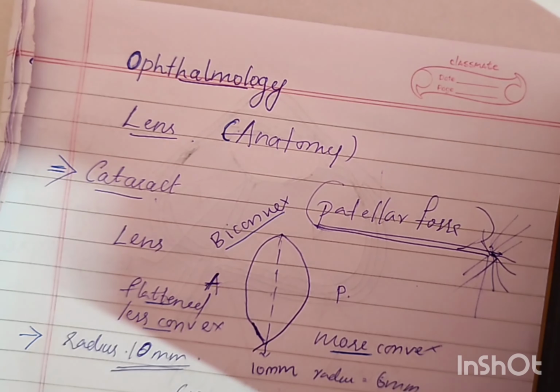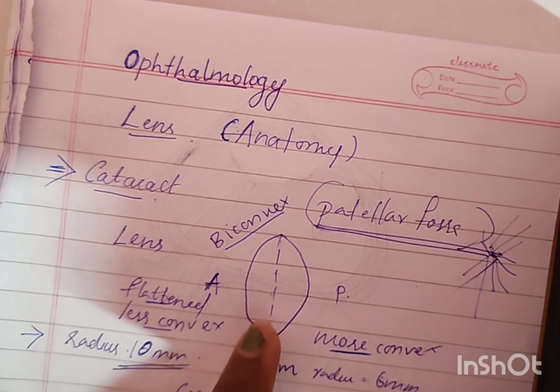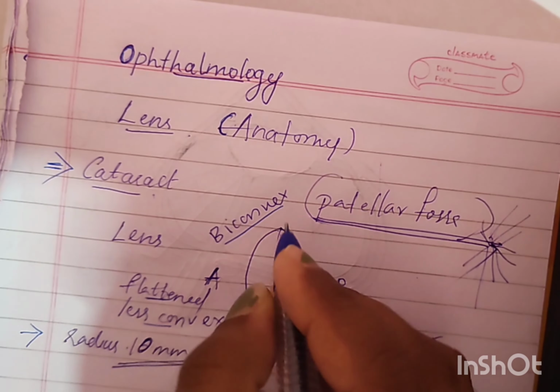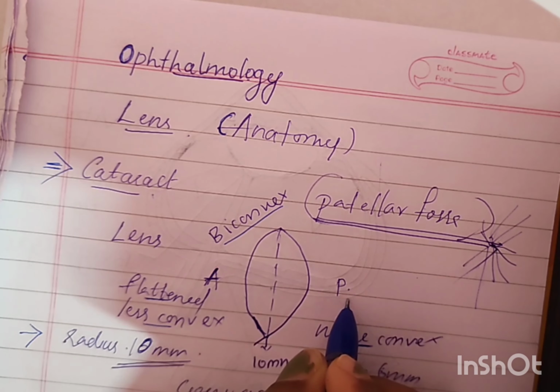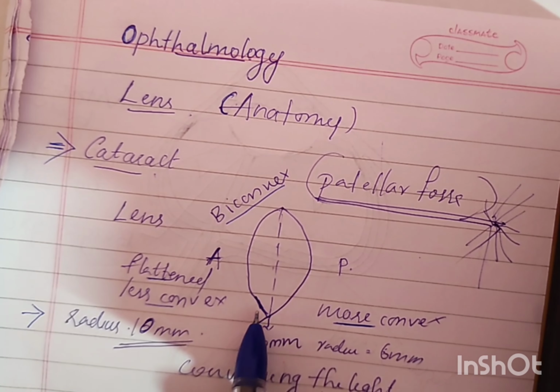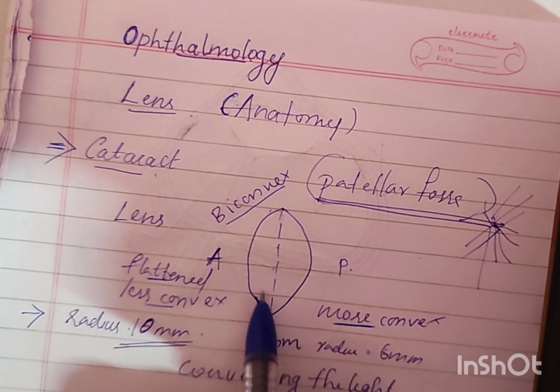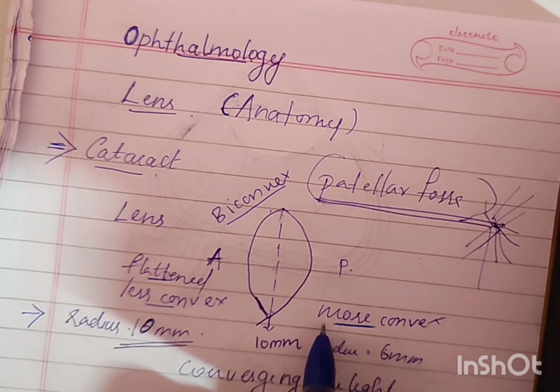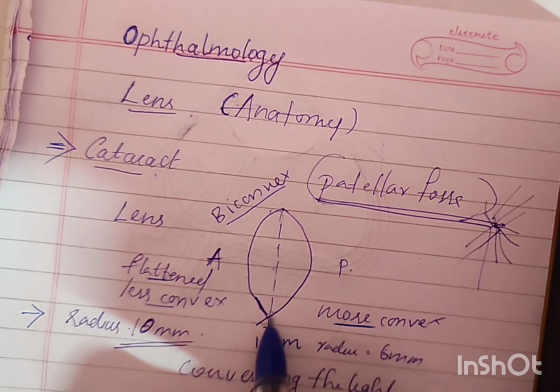What is the shape of the lens? The shape of the lens is biconvex. So this is the anterior side, and this is the posterior side. While we are looking at the convexity, the anterior side is less convex than the posterior side. The posterior side is more convex.